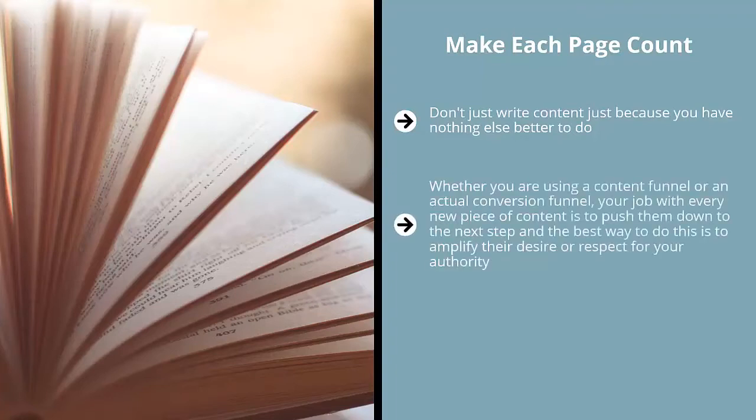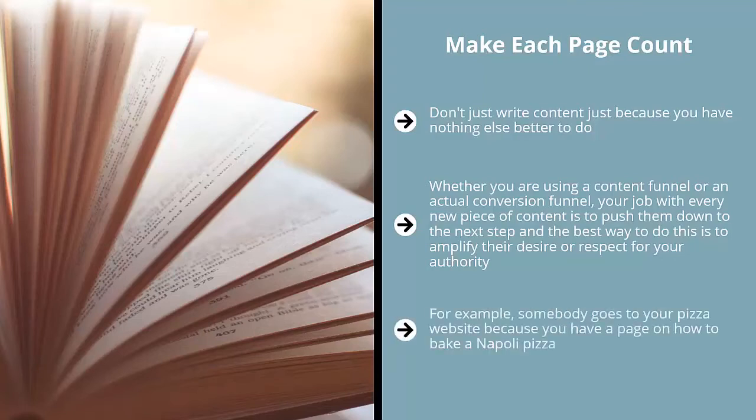Whether you are using a content funnel or an actual conversion funnel, your job with every new piece of content is to push them down to the next step, and the best way to do this is to amplify their desire or respect for your authority. Basically, you get them excited about the next step. To put this in practical terms, please understand that when people are looking for a basic question, they usually have another question in the back of their mind.